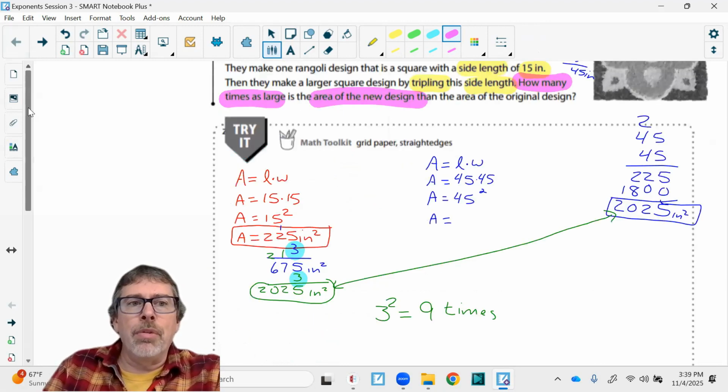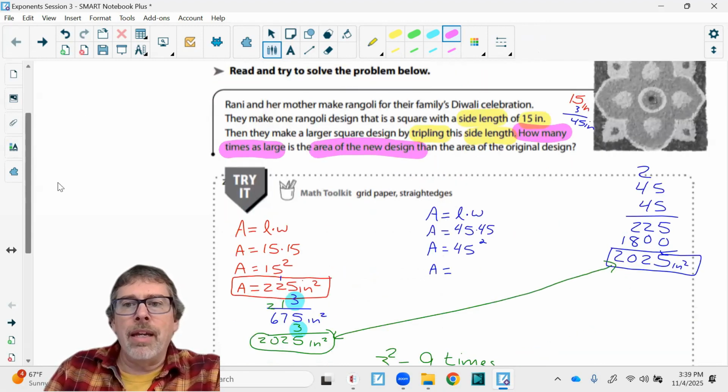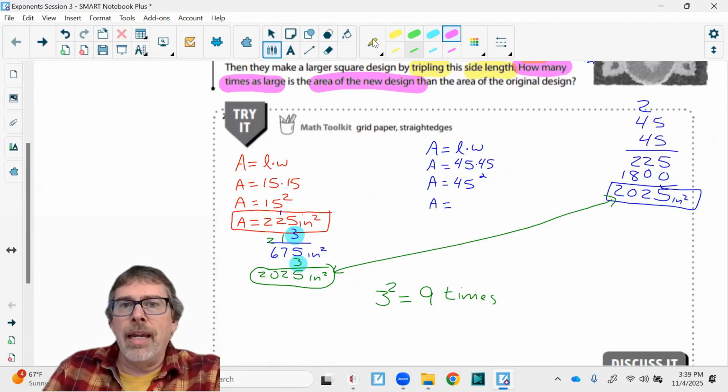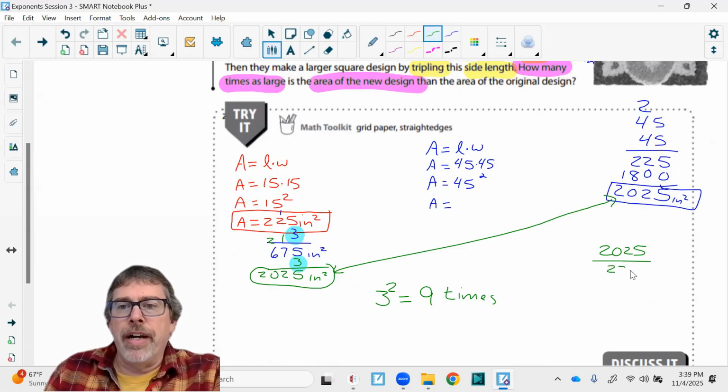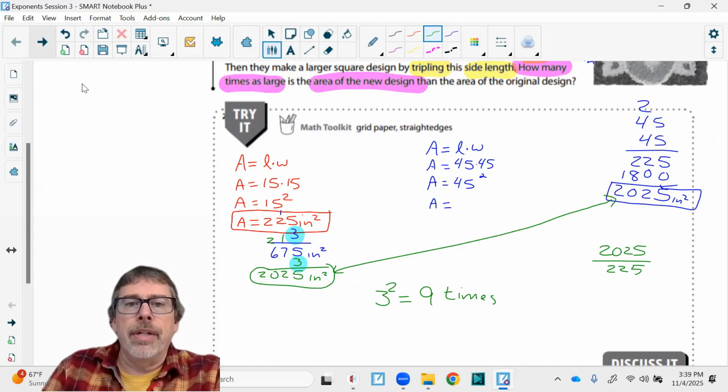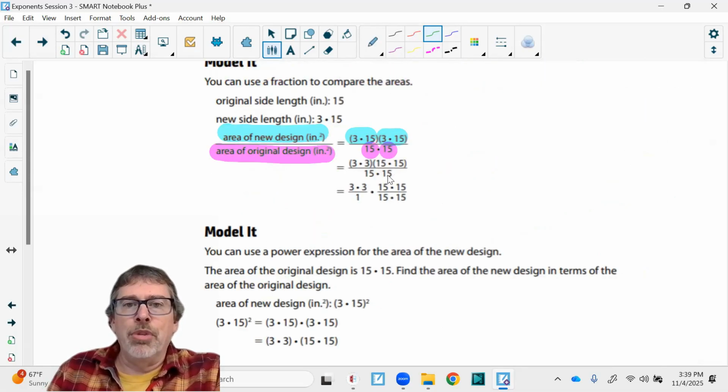So all that was doing was coming back to here with me saying, well, hopefully some of them would say, take this 2025 and divide it by this 675, but in this case, it'd be 225. And that would be the fraction we would use to determine that it is 9. Okay, so that's what we're leading up to here.